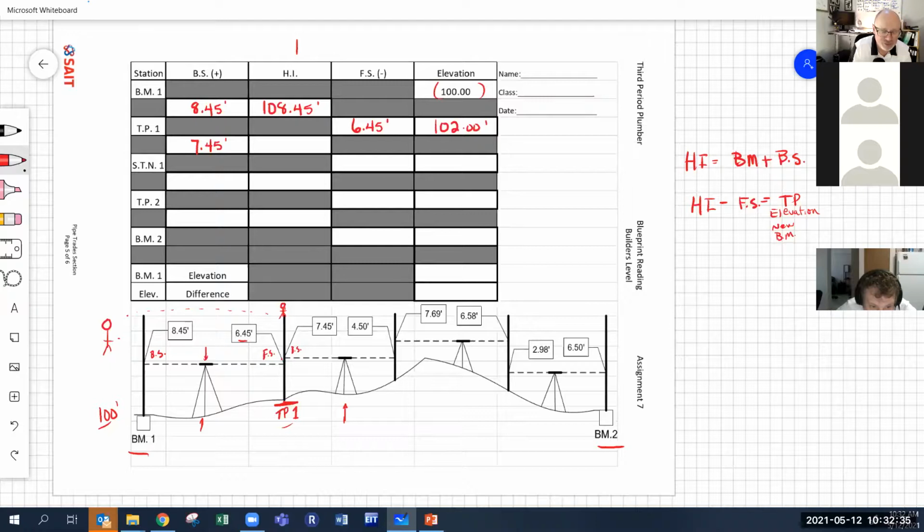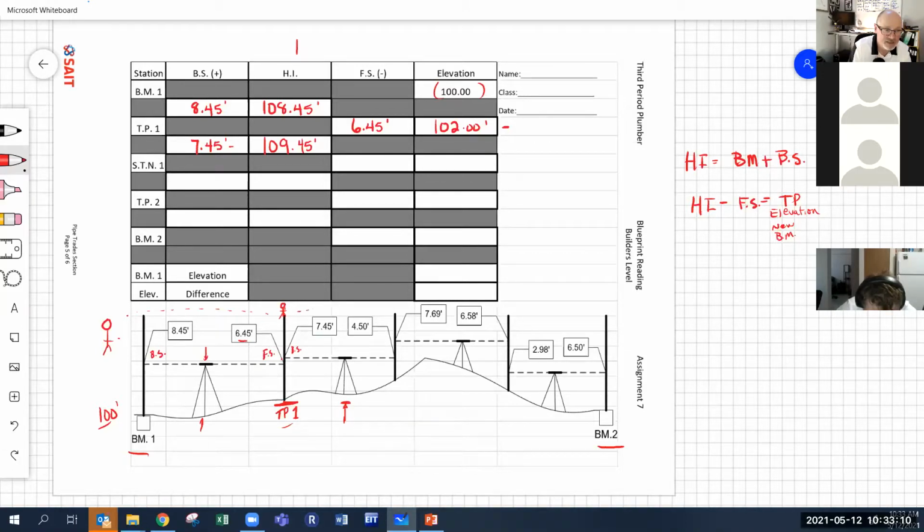So the height of the instrument, as we know, is taken the benchmark or the known elevation, and we add the back sight to it. So this is the new known elevation. We're going to add the back sight to get the height of the instrument. So that's going to be 109.45 feet. So this now gives me my height of the instrument.